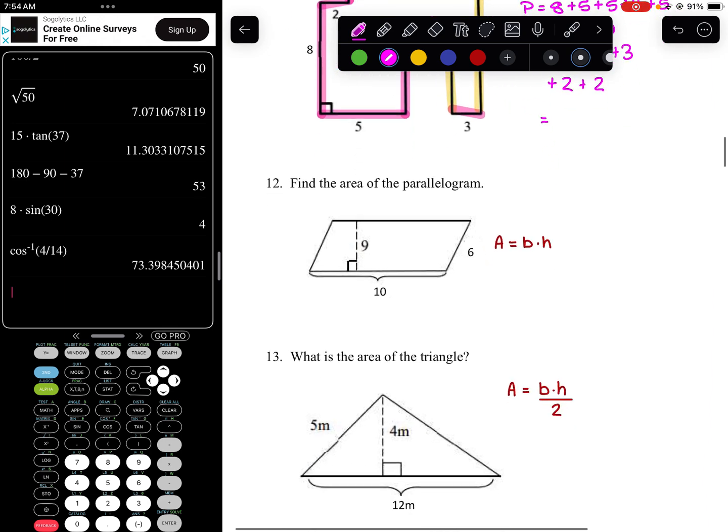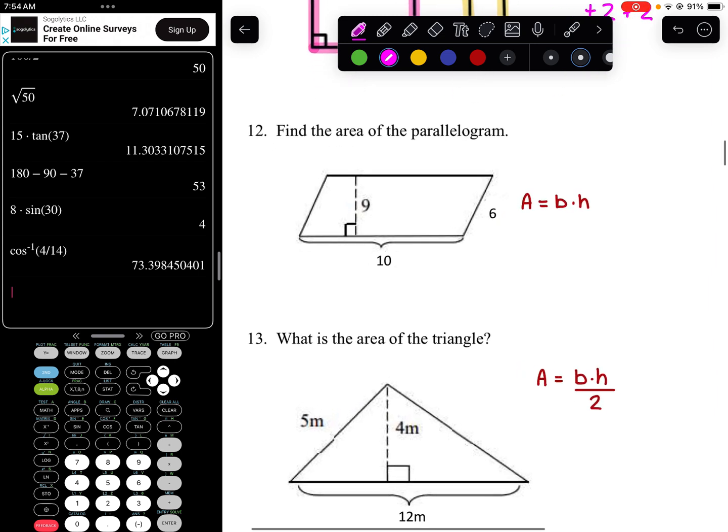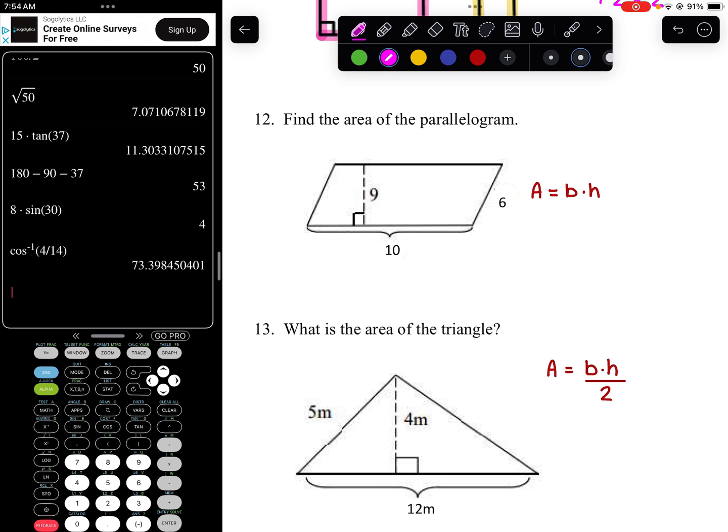Let's do some area questions. You can find these area formulas in your notes. I've written down the formulas, super handy for us. I would also recommend you include these formulas on your note sheet.